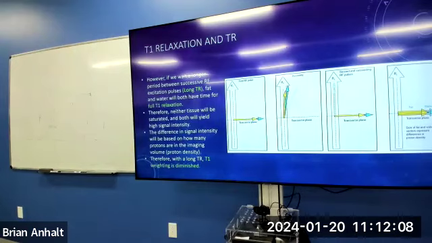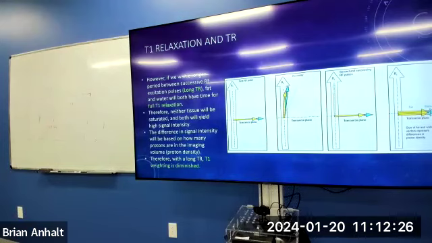Short TR, boom, flip again. Contrast, right? Tissues that recovered quickly are going to be bright. Tissues that took a long time are going to be dark. We don't change the intrinsic contrast. This is still going to take the same amount of time to recover longitudinally. We're just going to wait longer.